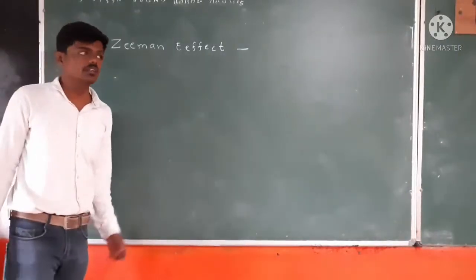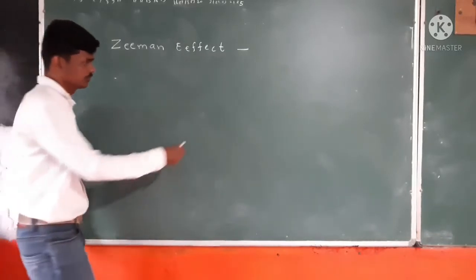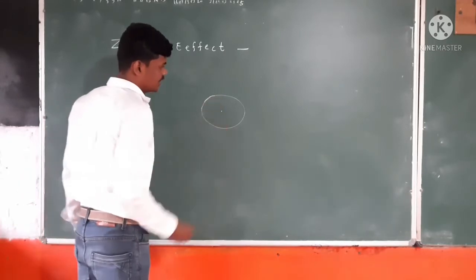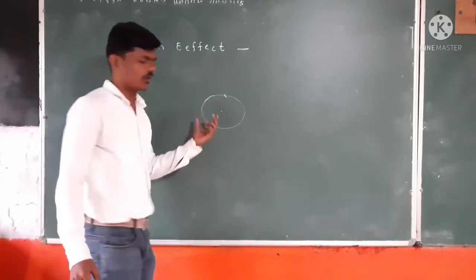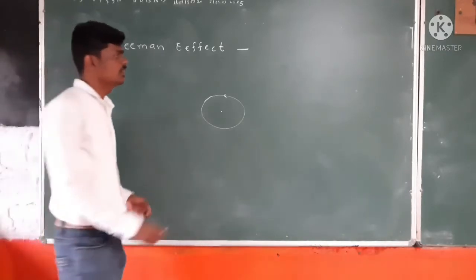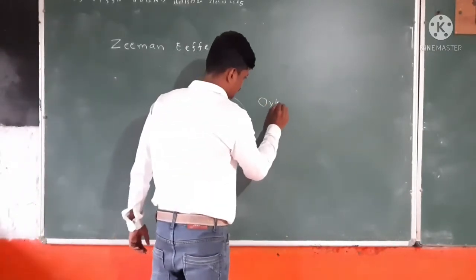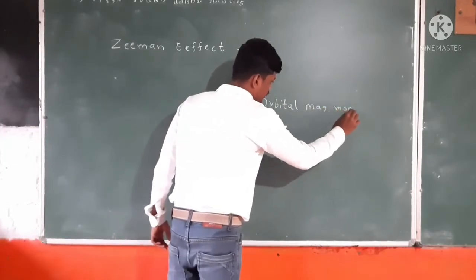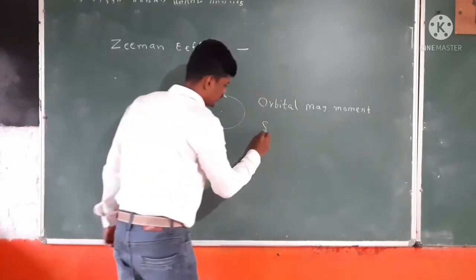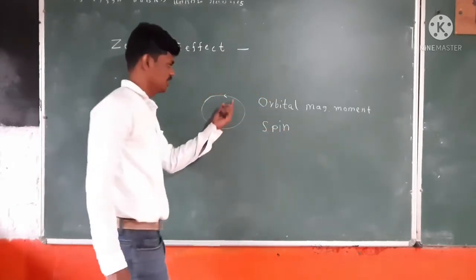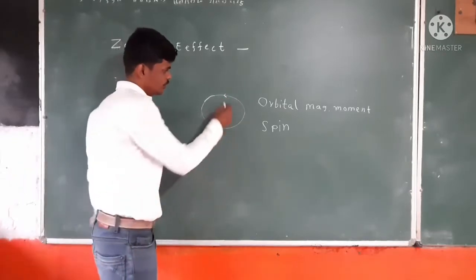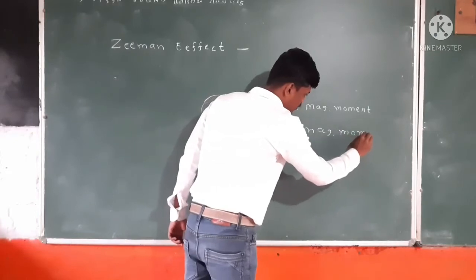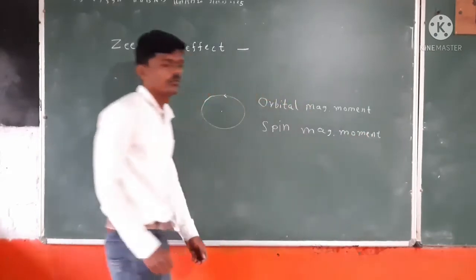Today we will study the Zeeman effect. We know atoms have a nucleus and electrons that revolve in orbits. As orbital motion is there and spin motion is there, there will be an orbital magnetic moment and also a spin magnetic moment. As the electron is a charge, it revolves in this circular orbit. This phenomenon we know as a bound current. So the spin magnetic moment is there and the orbital magnetic moment is there.